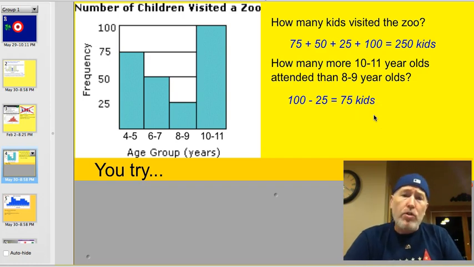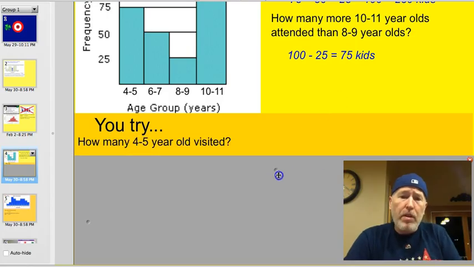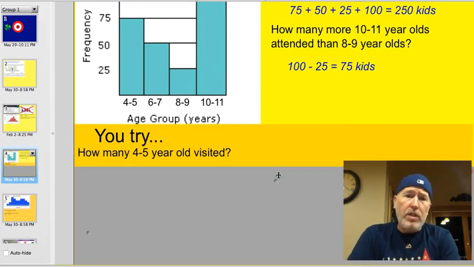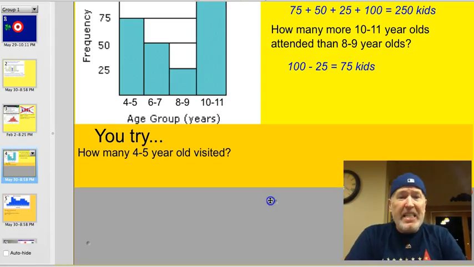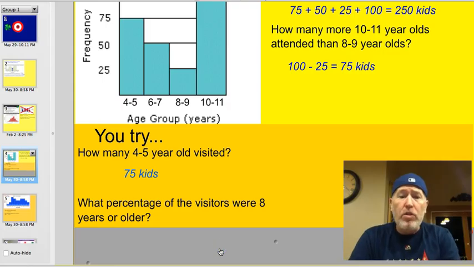All right, time for you to try. Kind of a split screen here, pause problem. Here's your first question. How many 4 and 5-year-olds visited? Go ahead and take a quick peek. Did you say 75? Yes, you're right. What percentage of the visitors were 8 years or older? Go ahead and take a second.